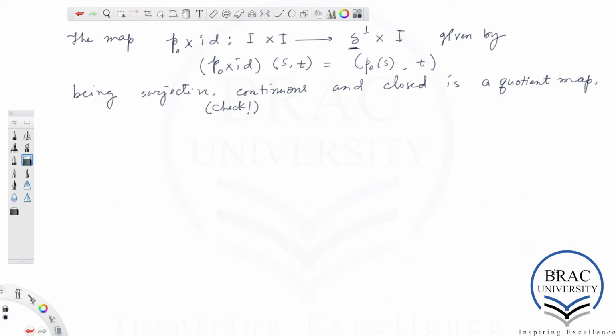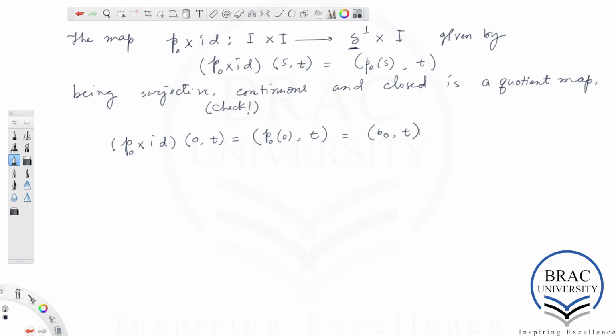Okay, so let me erase this part. So now see that P0 times ID, the identity map, evaluated at 0, comma t, right? Which means that P0 at 0, comma t. And P0 at 0 is the point B0 on the unit circle, the distinguished point where the loop starts, right? And ends.